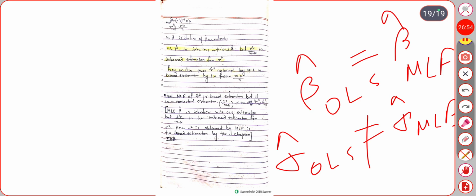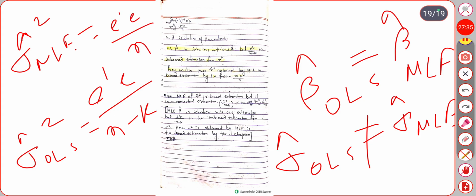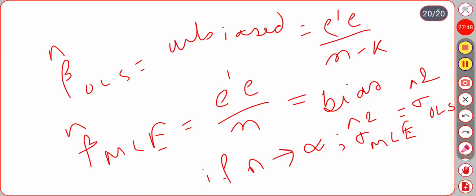Obviously, sigma hat square OLS is not equal to sigma hat square MLE. Here we get sigma hat square MLE as e prime e divided by n, but in case of OLS it is equal to e prime e divided by n minus 2. The terms are not equal. MLE is a biased estimator by this factor, so there is a difference: beta hat OLS is unbiased, and beta hat MLE is also unbiased.